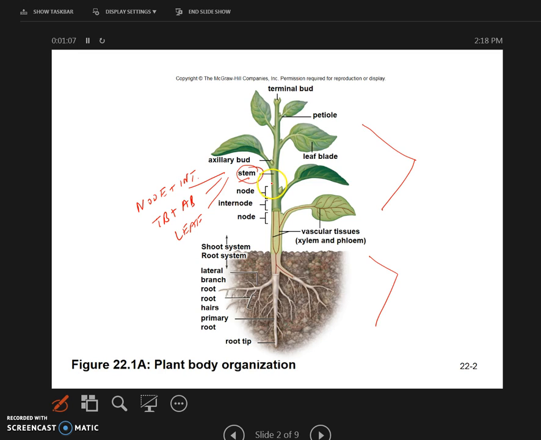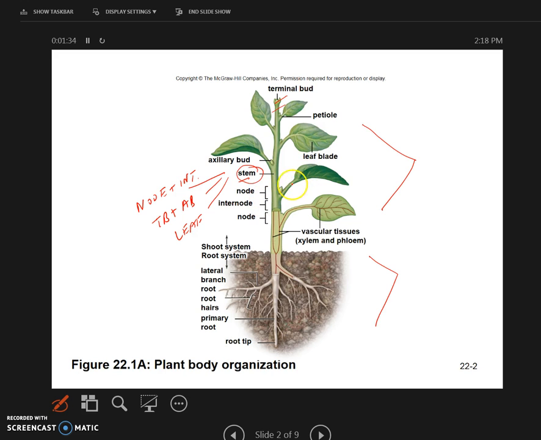What are the functions of the stem? Support, growth, transport, and of course food storage. Terminal bud is responsible for lateral growth or growth lengthwise. It produces the new leaves. And the axillary bud is in the axil of the stem and the leaf. Right here, this is an axillary bud. This axillary bud produces new branches or flowers.